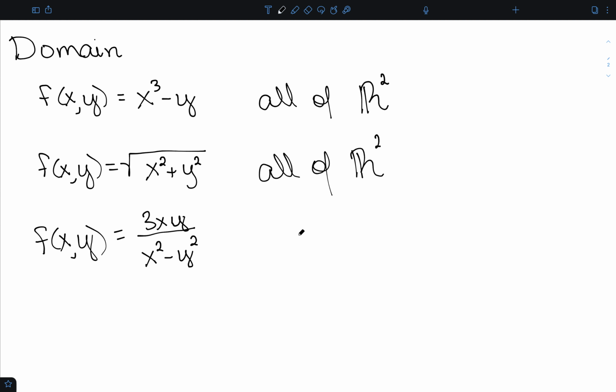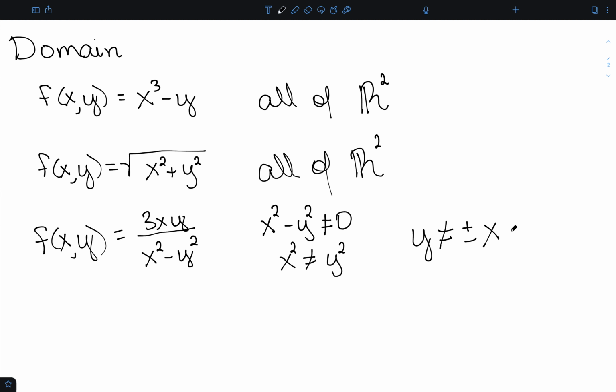If I consider the function f(x,y) equal to 3xy over x squared minus y squared, we know we can't divide by 0. So my domain needs x squared minus y squared not equal to 0, or x squared not equal to y squared. And we can write this as y not equal to plus or minus x. So I can use any inputs as long as y is not equal to plus or minus x.